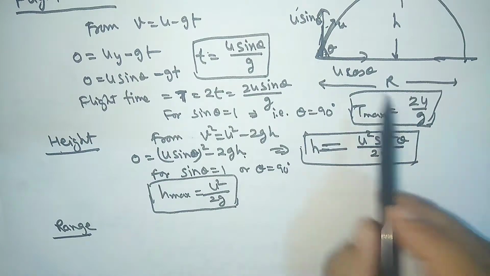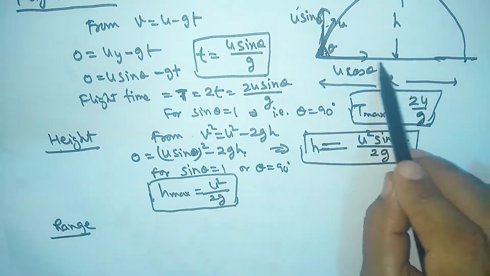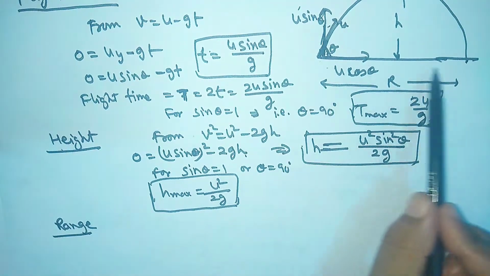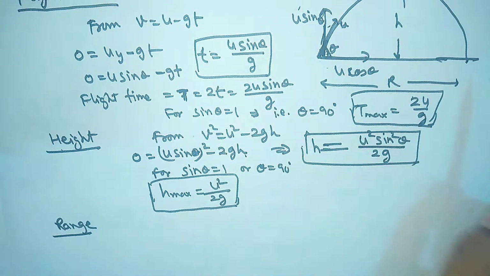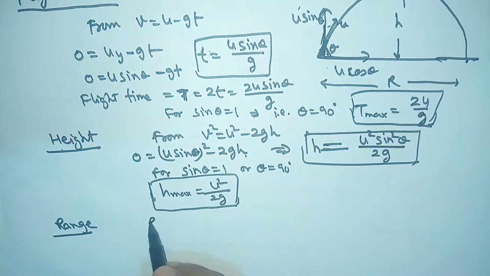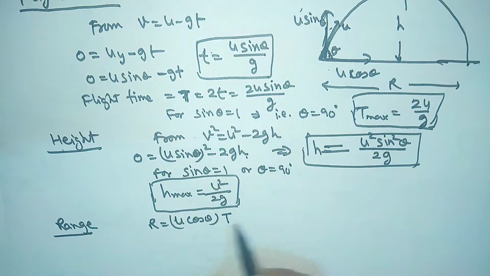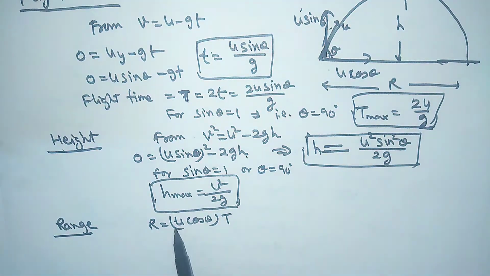Okay, now come to the next formula, range. Range is the horizontal distance traveled by the body on the ground. Okay, this is the distance. You know what is the speed with which the body is moving? It is u cos theta to cover the horizontal distance. So you know the distance is equal to speed into time. What is the time? It is the flight time. So here you will write u cos theta into t.